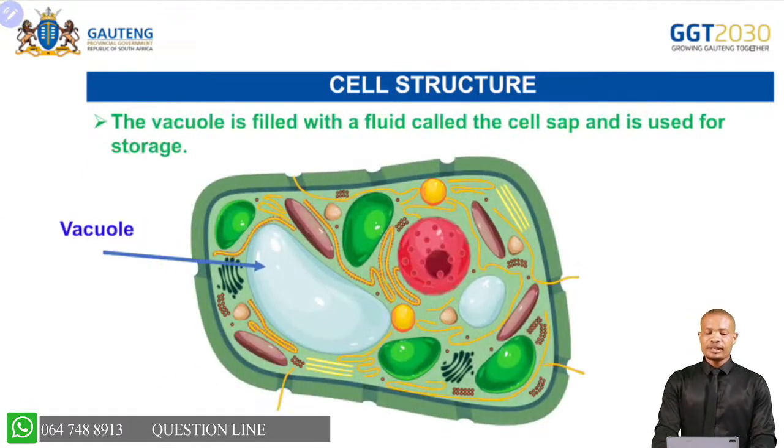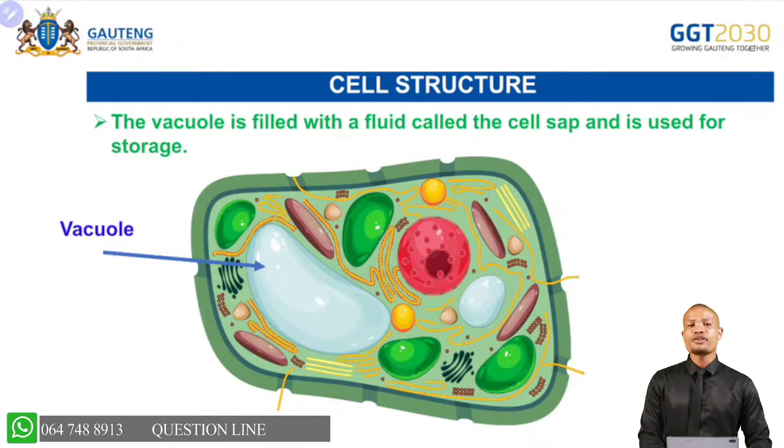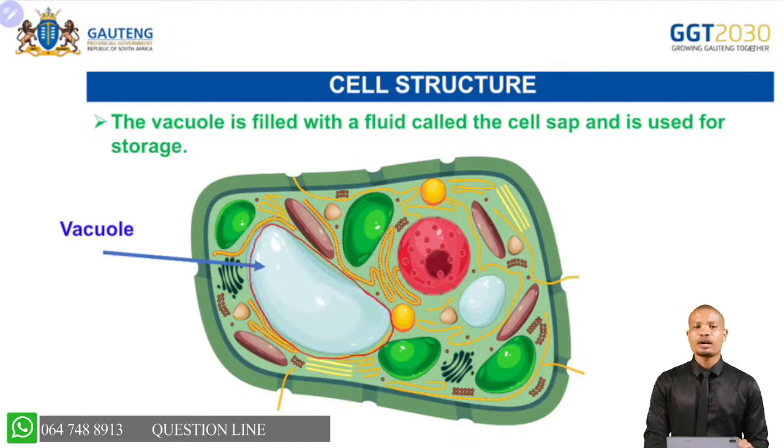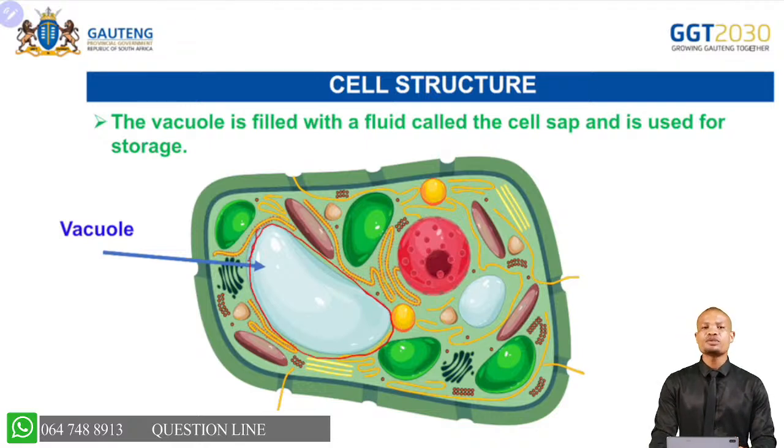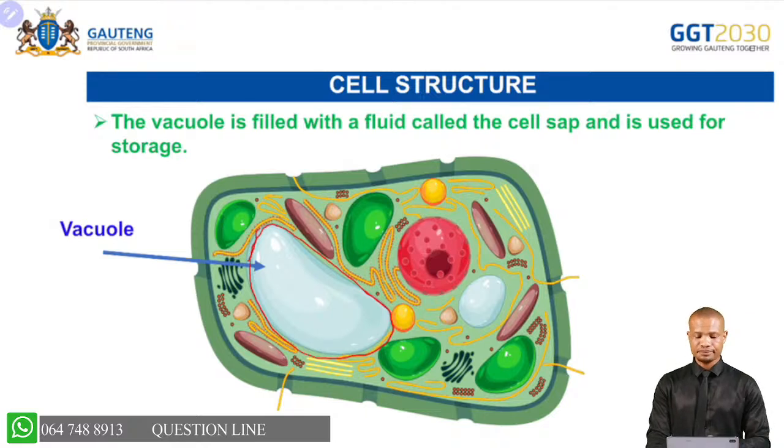Then there's also something called vacuoles. The vacuole is filled with a fluid called the cell sap and is used for storage. So these large bubbles filled with cell sap are called what? The vacuole. They're like the largest structures inside of cells. They are used for storage. They contain a fluid called the cell sap.